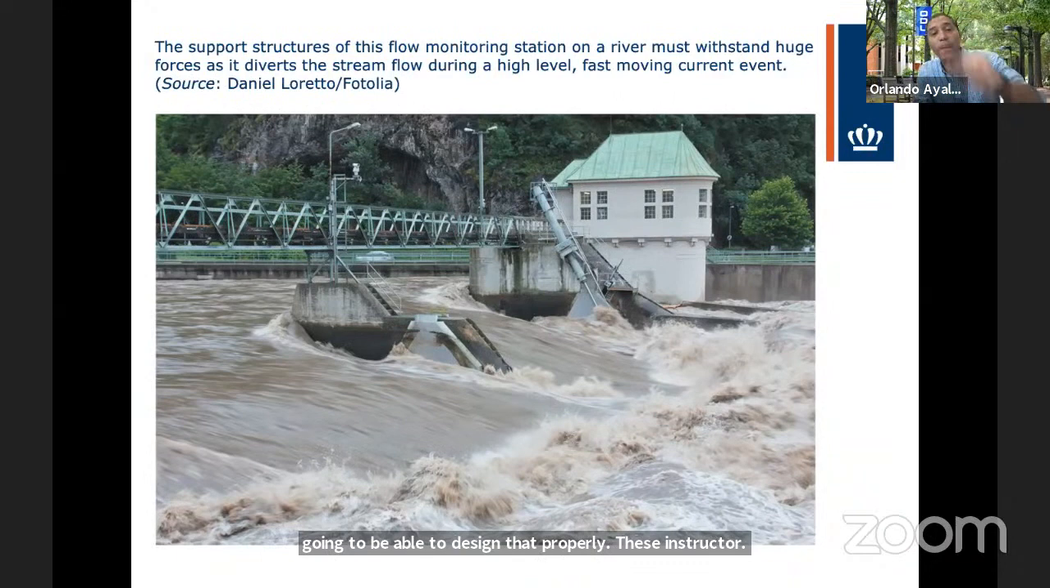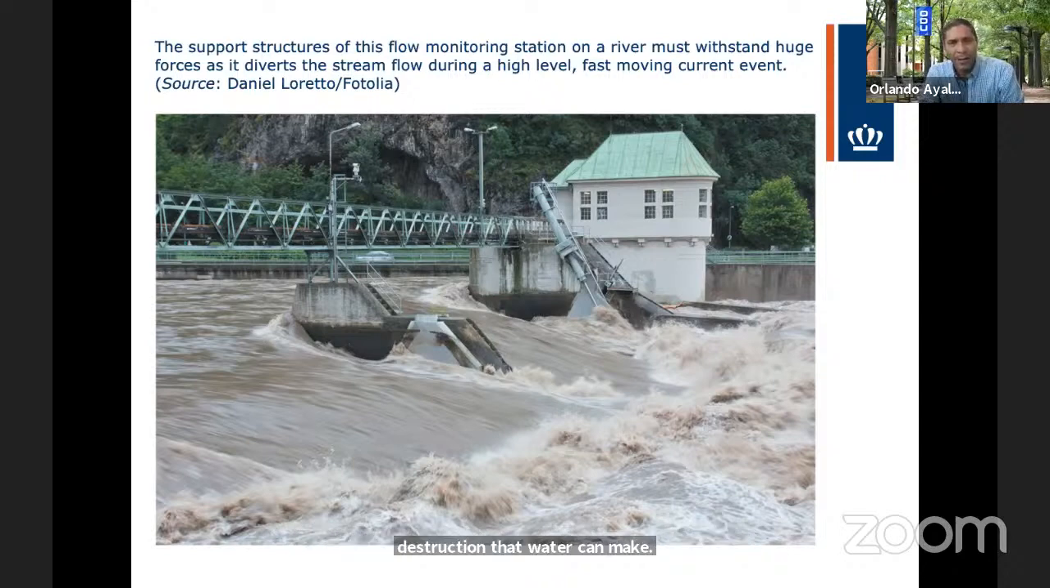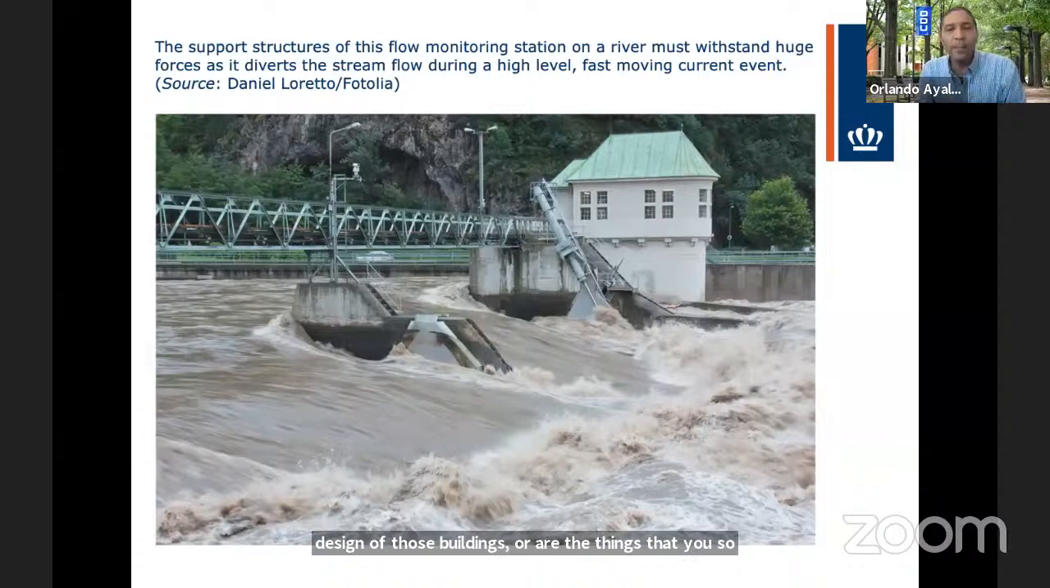If that structure is not big enough, it will be pushed and destroyed. Water can be very destructive. Have you seen the flooding in the news, in Germany, in Japan? The amount of destruction that water can make is crazy. Of course, none of the engineers involved in designing those buildings were thinking about flooding. We never design for flooding. Flooding is just something that happens, unfortunately. Because the buildings were not designed for it, they got carried away by the water.